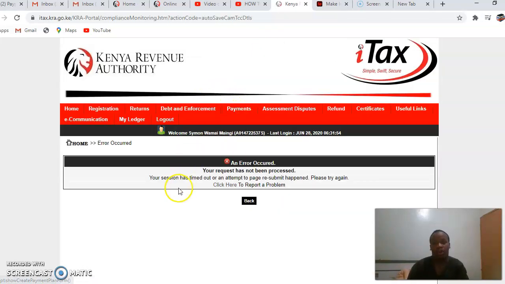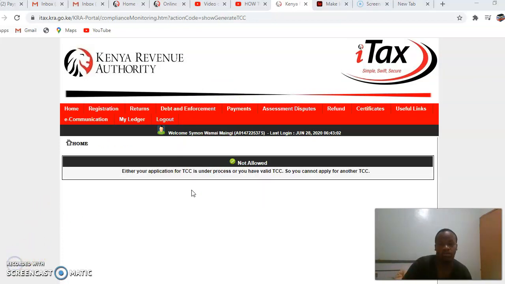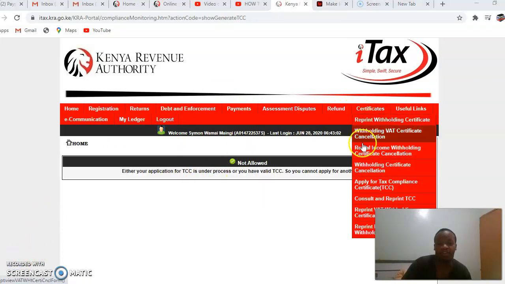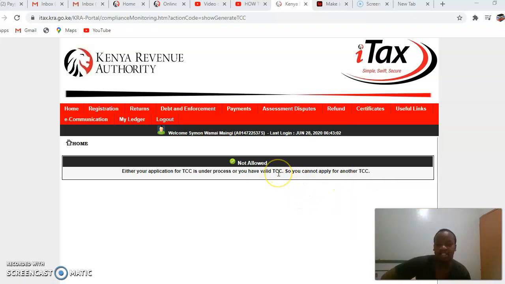So when we came to apply for tax compliance certificate, we stated the reason for applying is to search for a job opportunity. It tells us either your application for tax compliance certificate is under process, or you have a valid tax compliance certificate, so you cannot apply for another certificate. That is the whole procedure of how to generate a tax compliance certificate.